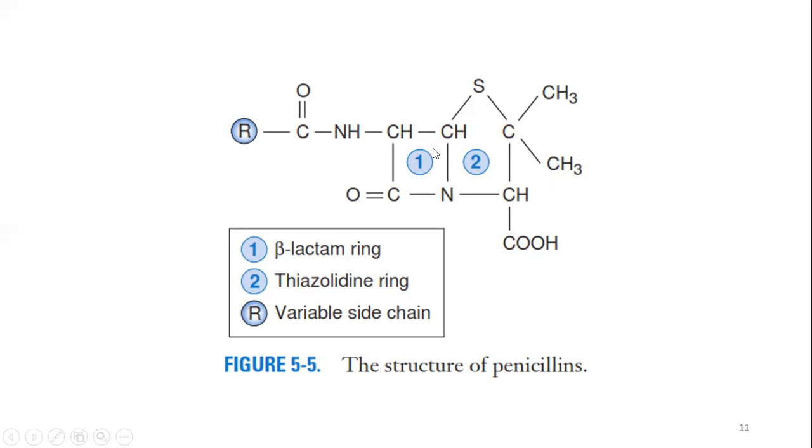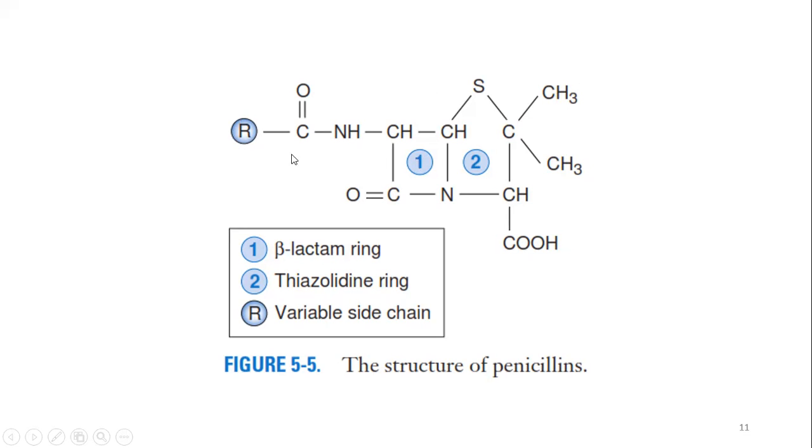It consists of two rings. The first one is known as the beta-lactam ring. You all already know about it because this is the type of ring that is performing the activity. And the second one is known as the thiazolidine ring. The second is known as thiazolidine ring, and the first is known as beta-lactam ring.